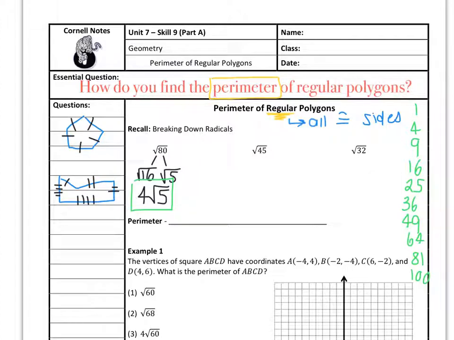Alright? So let's try 45, and then I'll have you try the last one on your own. So 45. I look at my list, and I say, okay, 36 is not going to divide nicely into 45. 25 is not going to be nice. I don't know about 16. So if I do 45 divided by 16, nope, I get like 2.81. So let's move on. 45 and 9. That's going to work. Okay?